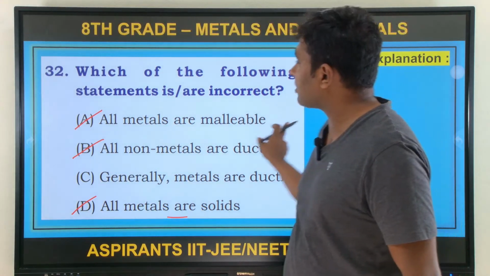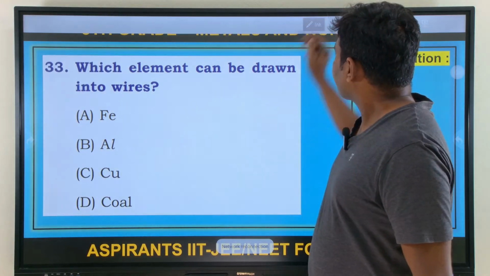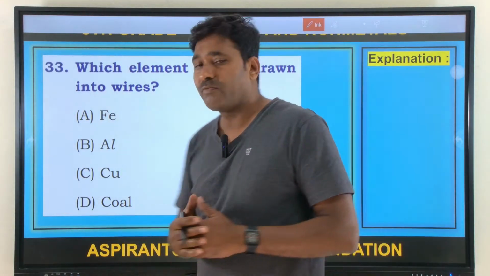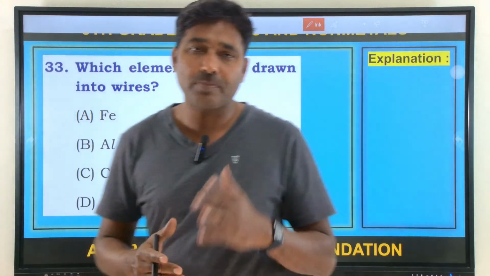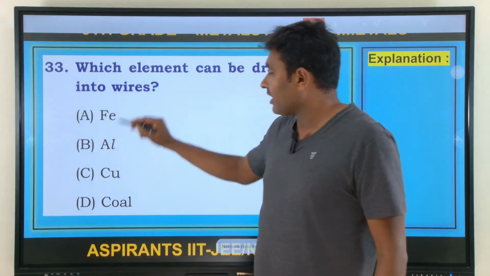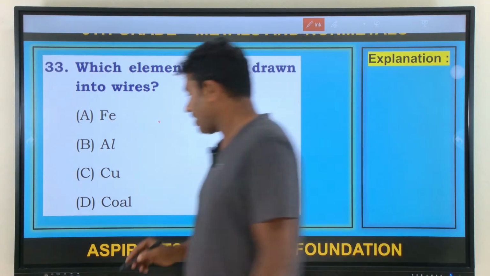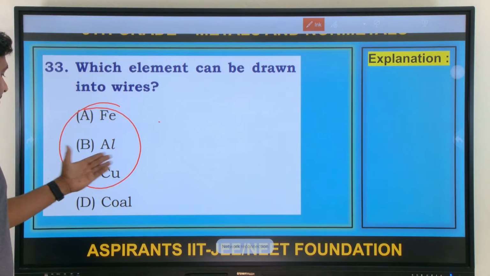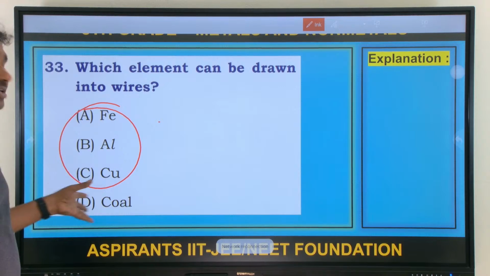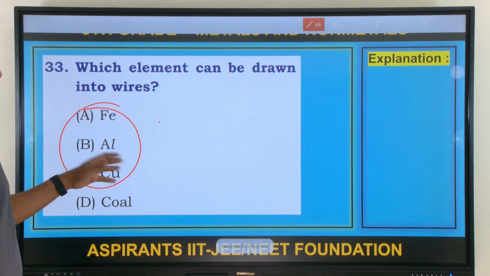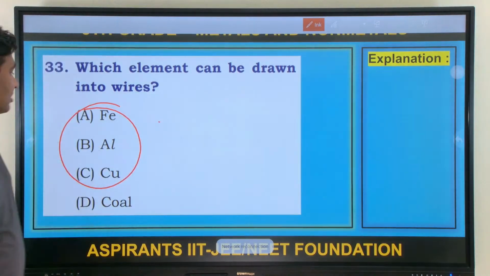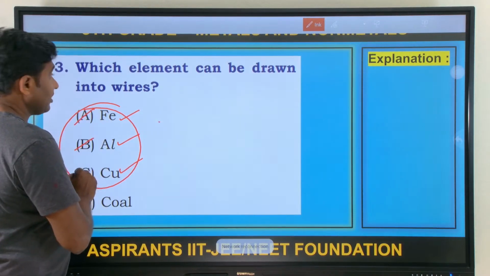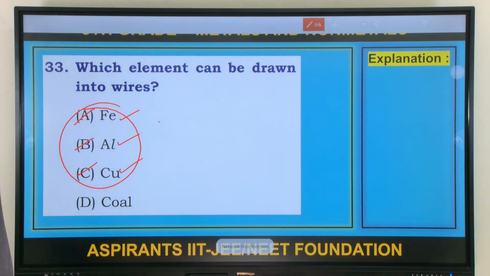Now we go to the next question, 33. Which element can be drawn into wires? Four options are given: iron, aluminium, copper and coal. See here, option A iron, option B aluminium, option C copper: these three are metallic elements. Metals are generally ductile in nature, and these three elements show the property of ductility. So our answer is A, B and C. They are drawn into wires.